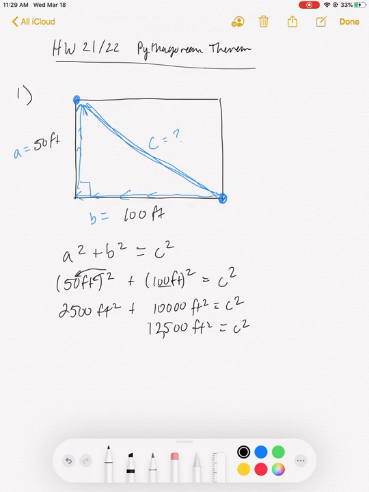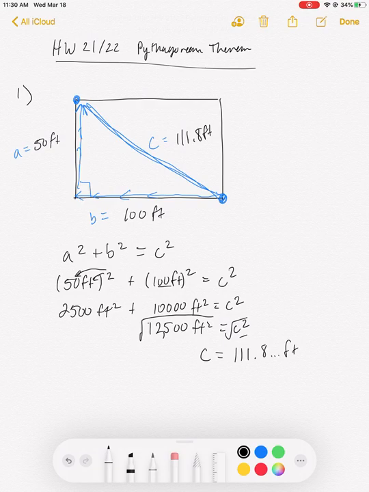So what we're going to do is take the square root of both sides. And when you do that, C is going to be left over on that side here. I'm going to switch it because I like to put the letters first. And then when you take the square root of 12,500, you get about 111.8 and so on feet. Okay, and because you've done that, we found out what this answer is here. So I'm going to erase this question mark and put in the answer of 111.8 feet.